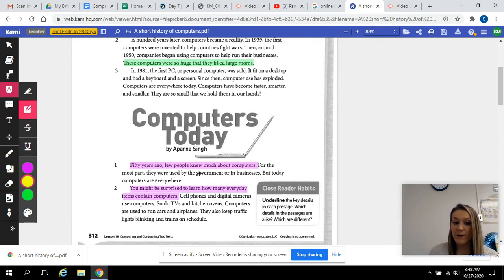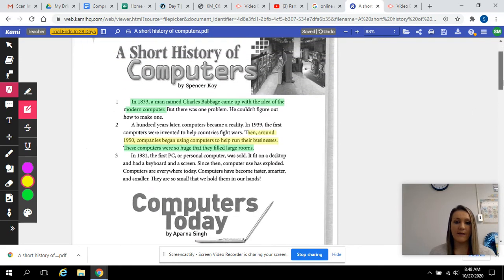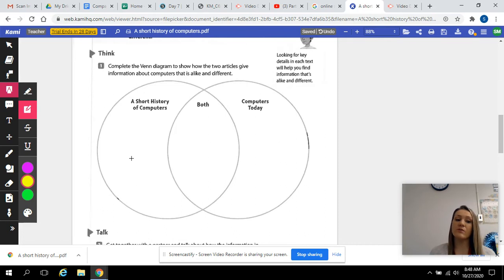For the most part, they were used by governments or in businesses, but today computers are everywhere. I think it talked about them being used by companies and businesses in both texts. So let's highlight that. And yellow is going to be my similarities. So I found it down here, and right here it says it as well. Okay, so I have my similarities, I have my differences, okay? So then I will just plug those into the chart.